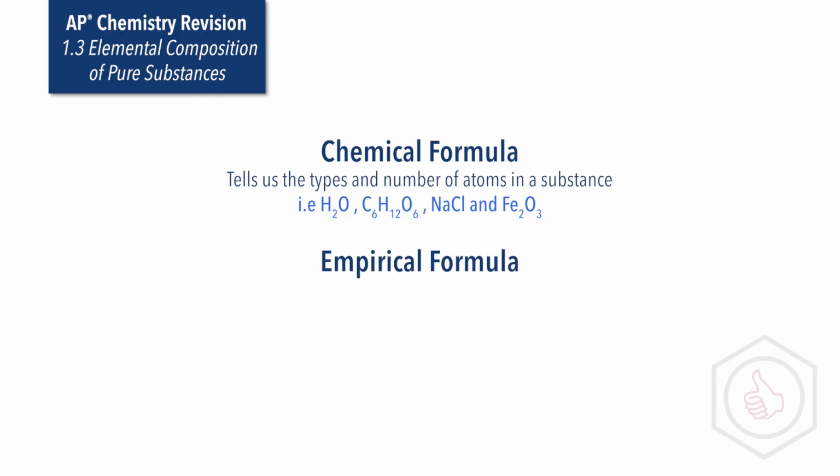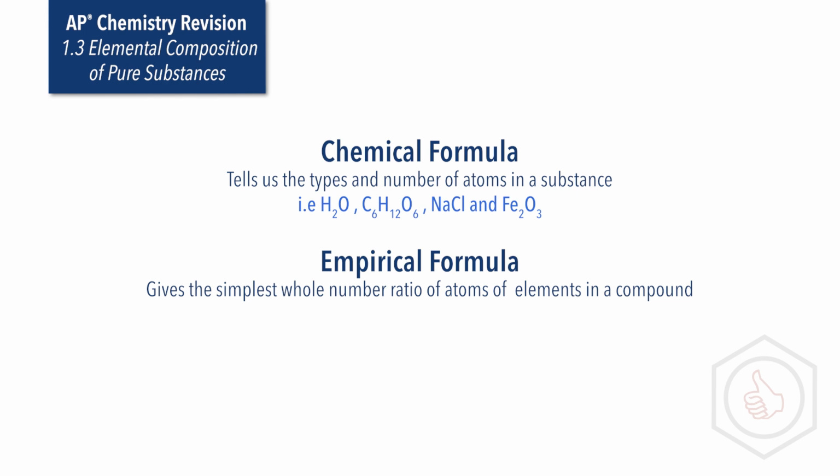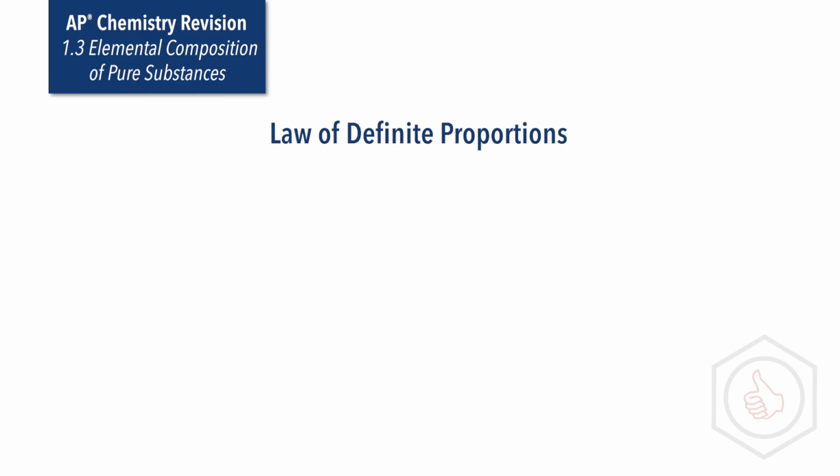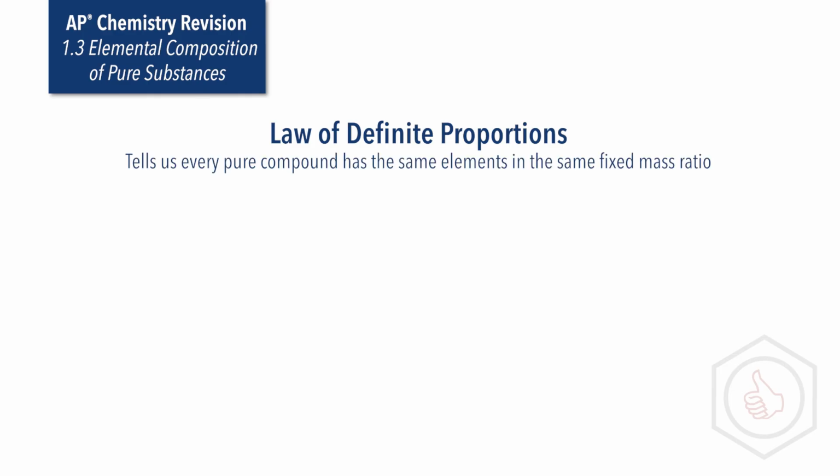An empirical formula gives the simplest whole number ratio of elements in a compound. For example, the simplest whole number ratio of hydrogen to oxygen in hydrogen peroxide is 1:1, given an empirical formula of HO. The law of definite proportions tells us that every pure compound has the same elements in the same fixed mass ratio, so even if we have different samples of a compound, the mass ratios will always be the same. This sounds more confusing than it is.